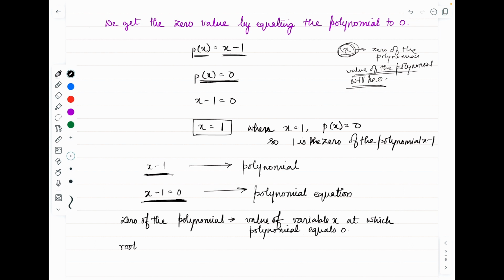One is the zero, the other is the root. Both are the same thing. What is the zero of the polynomial is also the root of the polynomial. See, the root of the polynomial is that value of the variable x at which the polynomial equation is satisfied.